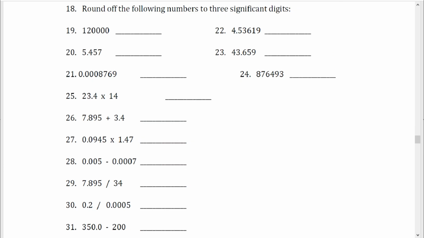In this question, he is asking to round all your answers to 3 significant digits. In order to round these to 3 significant digits, I can write it like this: 1.20 multiplied by 10 to the power. Recognize that to make this number 1.20, we moved the decimal point 5 places to the left. So here you should write 10 to the power 5.